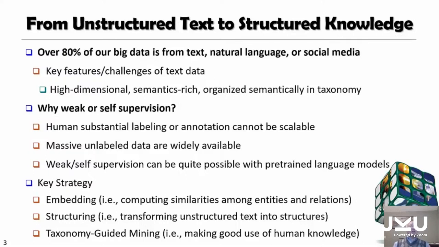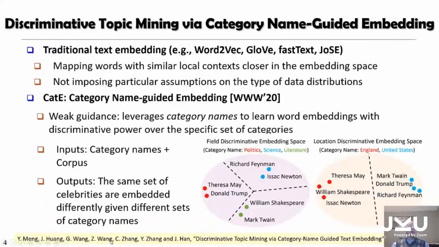We propose to use a weak or self-supervision approach. That means we think human substantial labeling or annotation cannot be scalable, but we do have massive unlabeled data widely available. We want to propose weak or self-supervision to solve this problem. So we propose to do embedding, structuring, and taxonomy-guided mining. I'm going to discuss a few interesting things we have been studying.